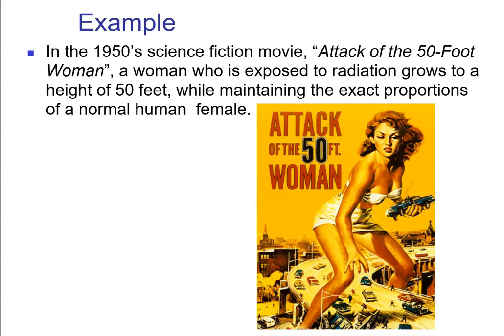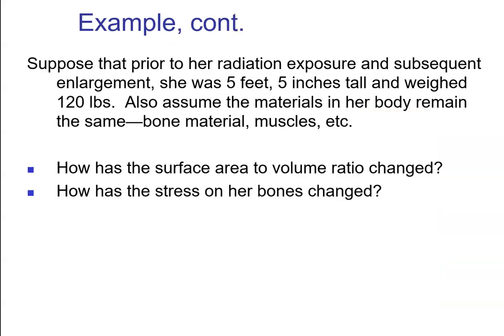If we look at this movie here, we have a 1950s fiction movie, Attack of the 50-Foot Woman. A woman is exposed to radiation and grows to the height of 50 feet while maintaining the exact proportions of a normal human female. Okay, so let's answer 2 questions here. Suppose that prior to her radiation exposure and subsequent enlargement, she was 5 feet 5 inches tall and weighed 120 pounds. Also assume the materials in her body remain the same, bone material, etc. First, how was the surface area to volume ratio changed? And the second question we'll answer is how has the stress on her bones changed?